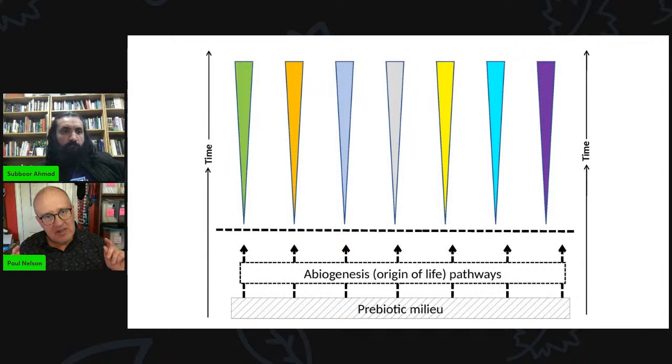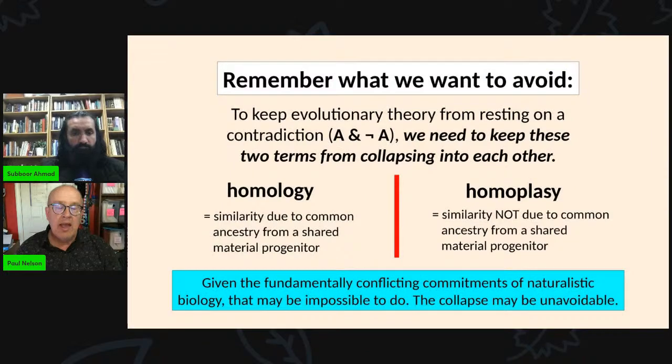Okay, in this case, losing Luca, you lose homology more or less entirely. And homology and homoplasy, these concepts that we need to keep distinct to have a coherent science, they collapse into each other and they become indistinguishable. And we end up with a very unhappy situation because again, thinking now as evolutionary biologists, our fundamental commitments in the naturalistic program of explanation are forcing us to assert contradictions.